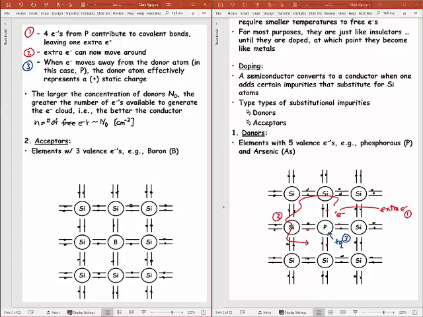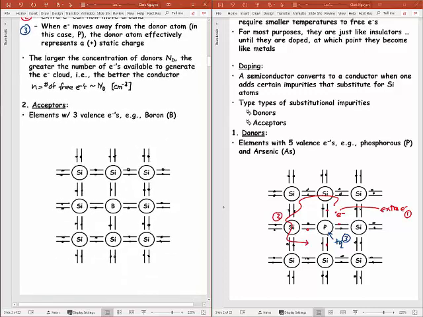So N is the number of free electrons. So acceptors now. Let's talk about acceptors. So in this case, we stuck this with phosphorus. But an acceptor is an element with 3 valence electrons. Not 4, not 5, but only 3. And so that's boron.